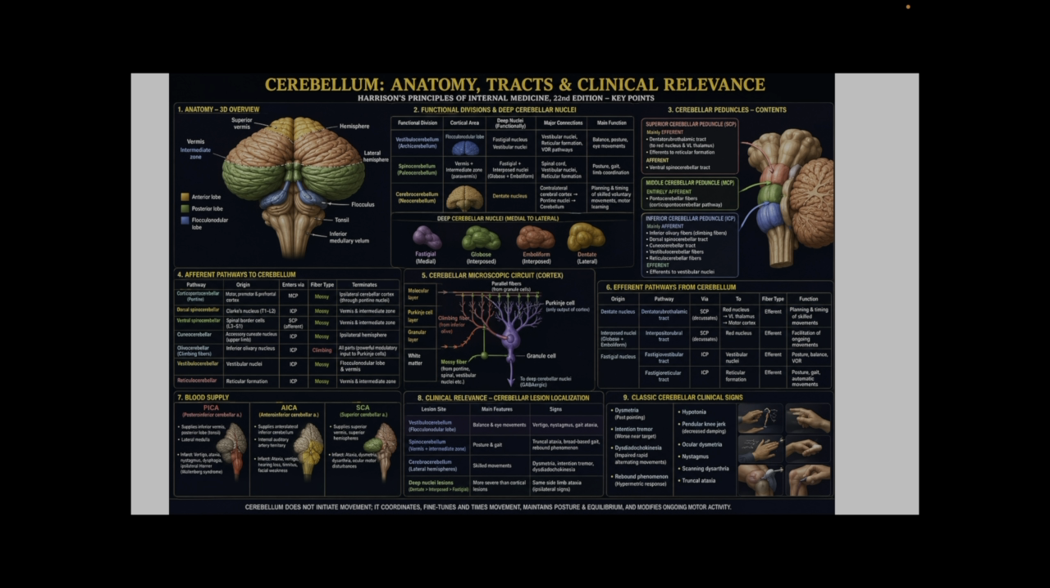So vestibulocerebellum, spinocerebellum, cerebrocerebellum. Vestibulocerebellum: vertigo, nystagmus, gait ataxia. Spinocerebellum: truncal ataxia, broad-based gait and rebound phenomenon. Cerebrocerebellum: dysmetria, intention tremor and dysdiadochokinesia. Deep nuclear lesions cause same-side limb ataxia. These are the ipsilateral signs. Deep nuclear lesions are more severe than cortical lesions. So this is about the cerebellum.